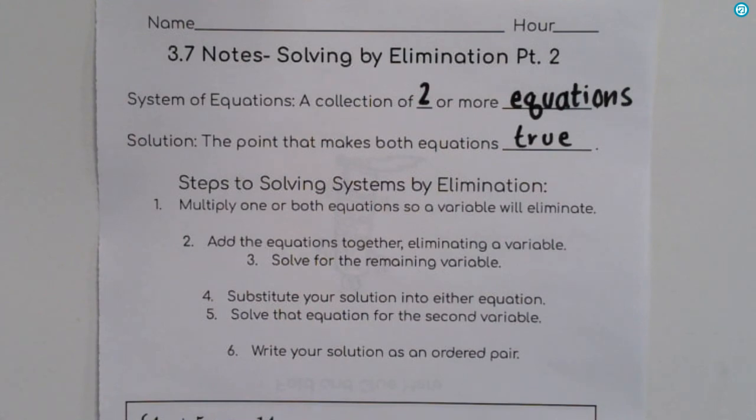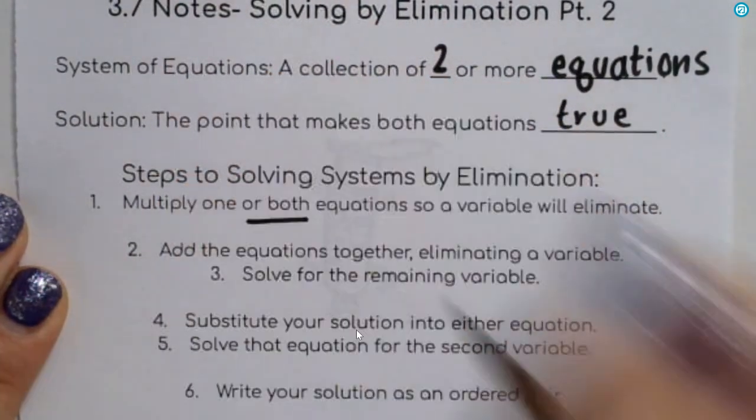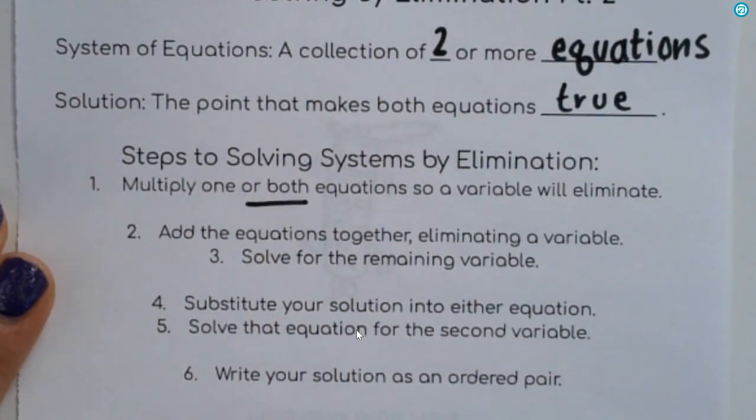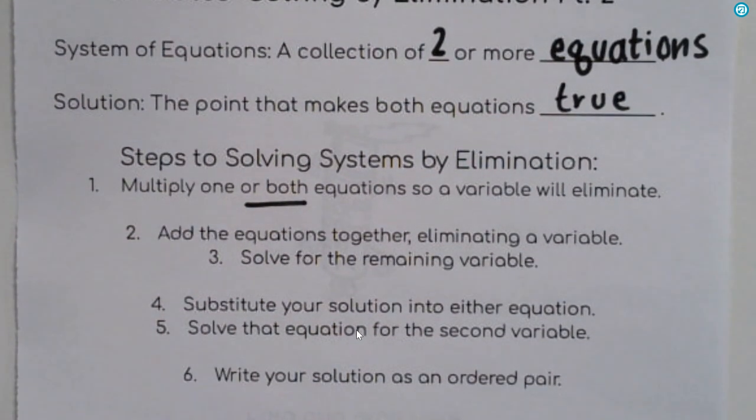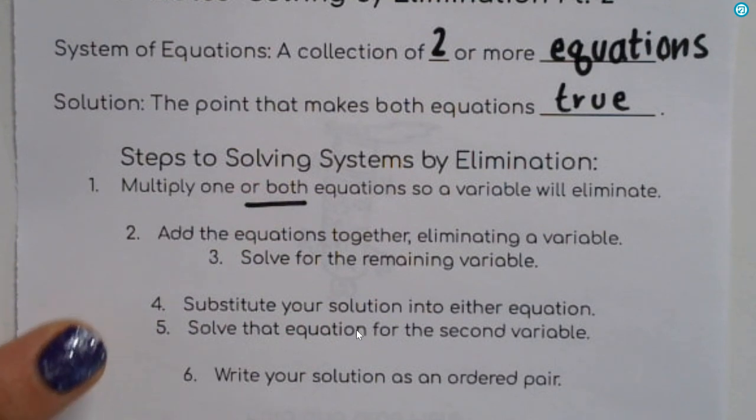Okay, steps to solving by elimination. Everything is the same today as it was yesterday, except we are now multiplying both of our equations. So we are going to have to multiply both of our equations to make it so that either our x's cancel out or our y's cancel out. So as we're doing that, we're going to have to decide what to turn both our x's and our y's into. Then after that, add them together to eliminate a variable, solve for one variable, plug it in, solve for the other. Steps 2 through 6 are the same as they were yesterday.